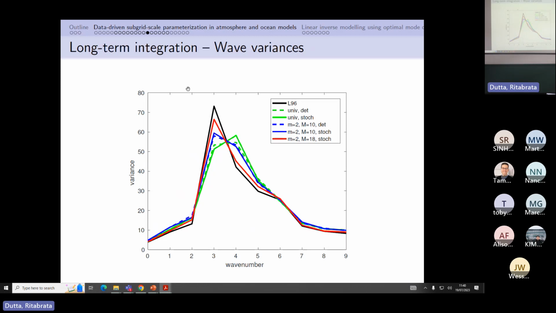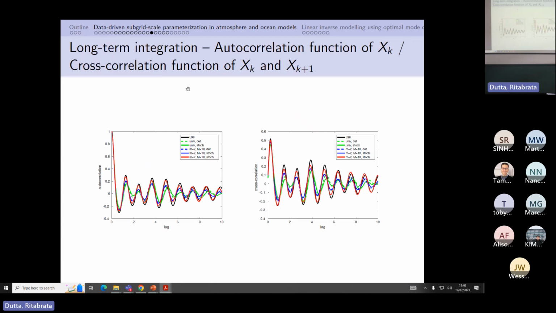So we get an improvement with our stuff over a simple benchmark. That's the autocorrelation in time and cross correlation, and again, we see some improvement. The green stuff is a simple univariate, which drops off too fast. It doesn't capture all the memory in the system. And our optimization is almost perfect for long time lag.